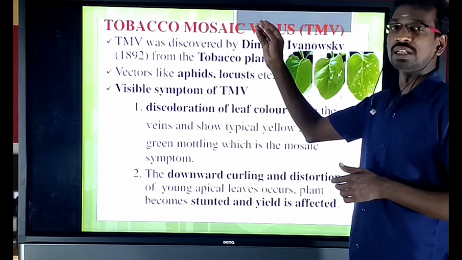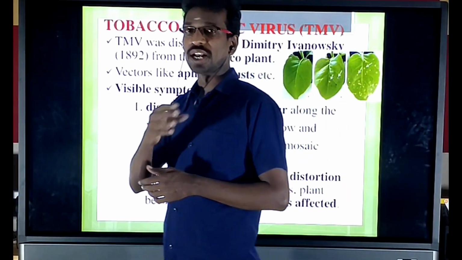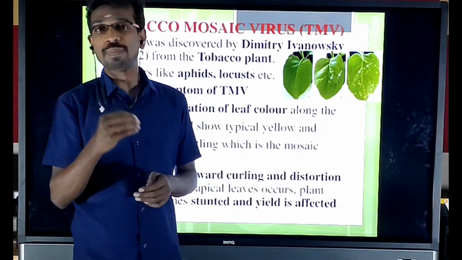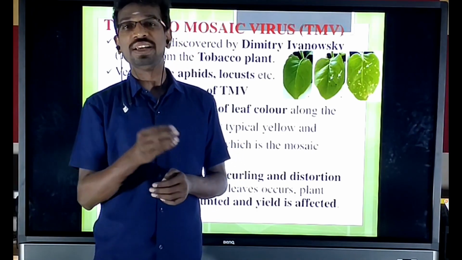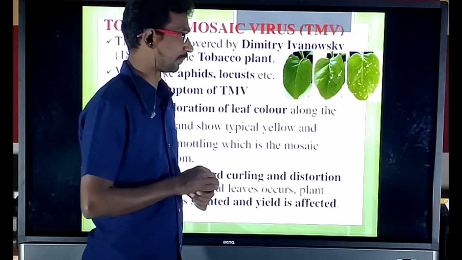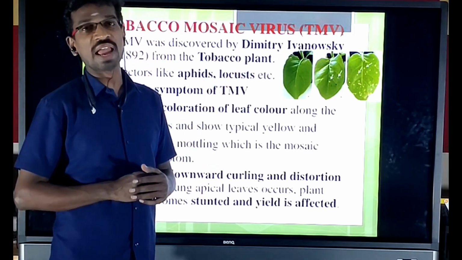It is one of the plant attacking viruses. The genetic material is RNA. Already we know that all the plant attacking viruses are RNA viruses except CaMV, cauliflower mosaic virus. Okay, so this virus was first discovered by Dmitry Ivanovsky.